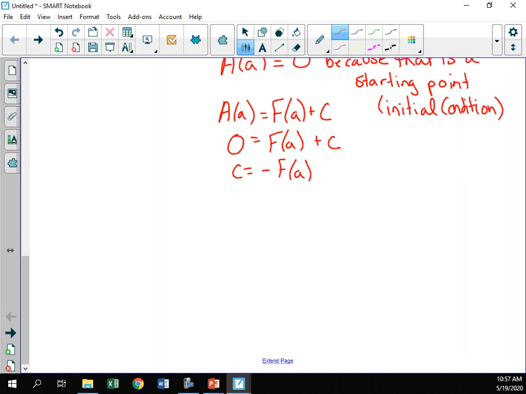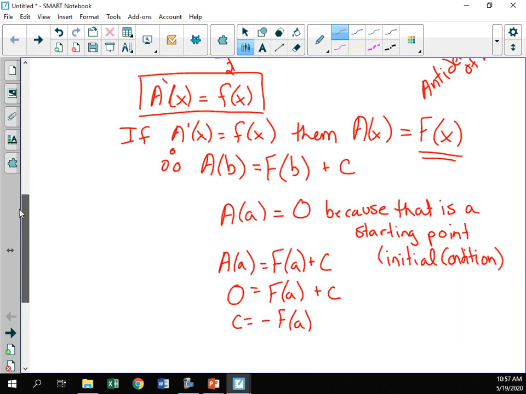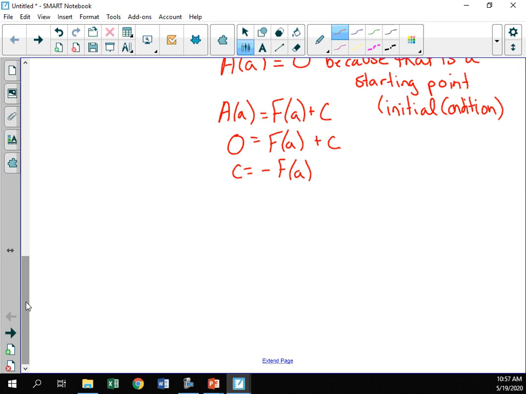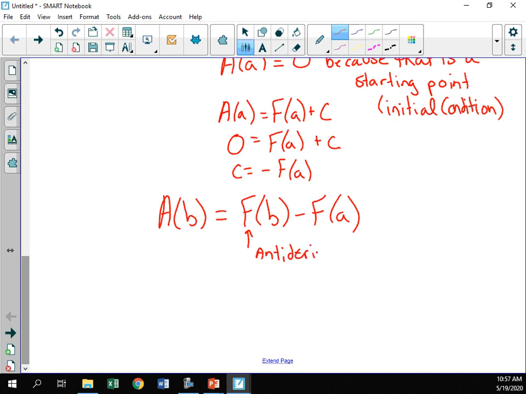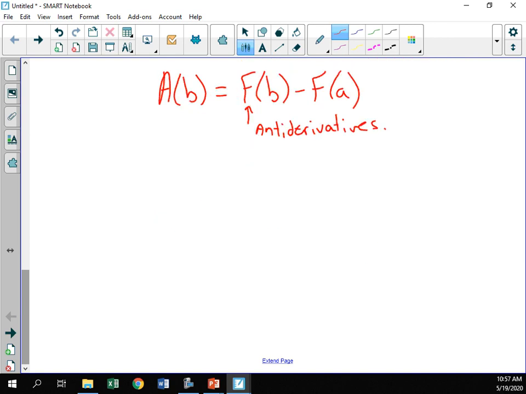And I know this is hard to follow, this is a very hard proof to go through. In the end, what this means is that my area to any b value, so any other second value, is f at b minus f at a. And these are your antiderivatives. And this is really the fundamental theorem of calculus, which I'll also explain in another lesson.